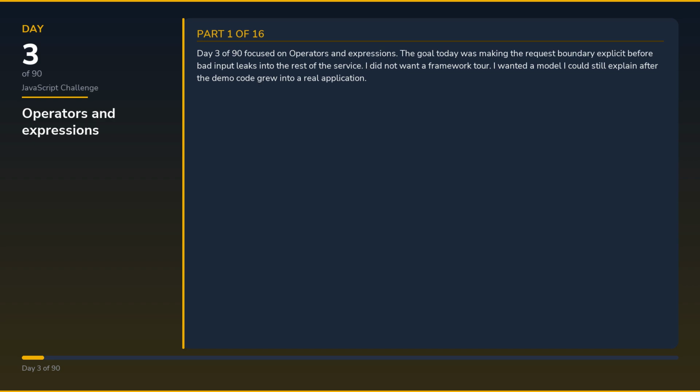Day 3 of 90 focused on operators and expressions. The goal today was making the request boundary explicit before bad input leaks into the rest of the service. I did not want a framework tour. I wanted a model I could still explain after the demo code grew into a real application.